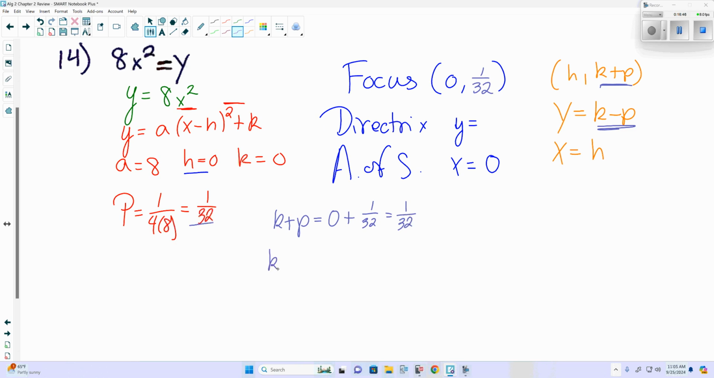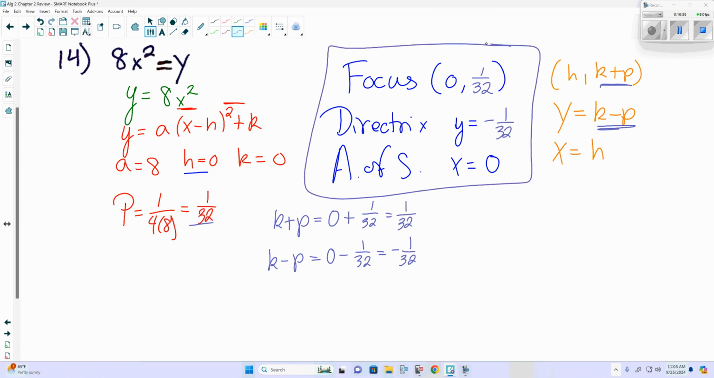Our other one we need to find is the directrix, k minus p, which would be 0 minus 1 over 32, which is negative 1 over 32. Directrix and axis of symmetry, I do need the x equals or y equals. That is part of the equation, and I do give points for putting that. So even if you don't get the k plus p or k minus p, you can still get points for having it set up correctly. Questions on 14? We feel good about 14.